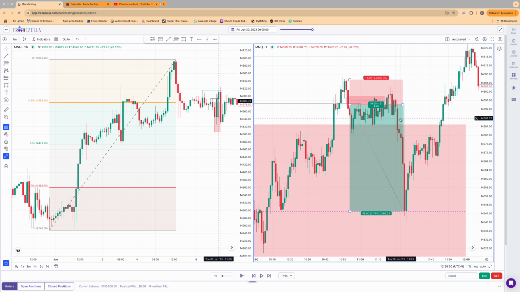So again, we ended up with a 4.26 to 1 ratio. So that means for every $1 we risked, we gained 4.26.